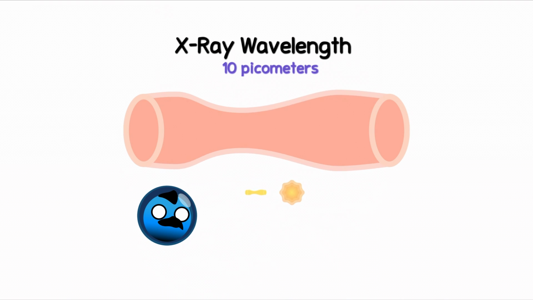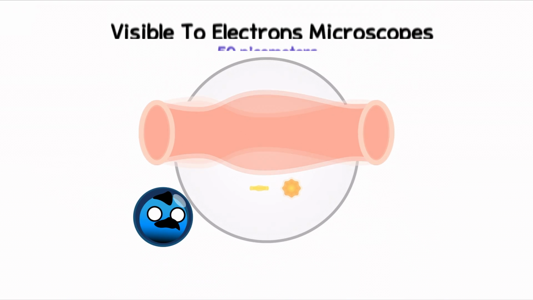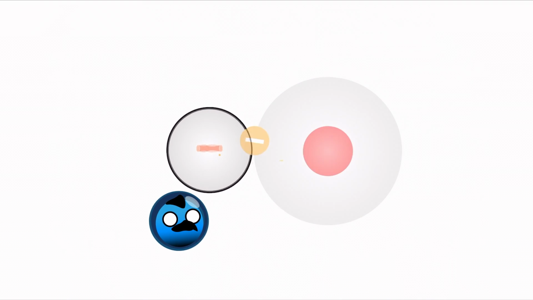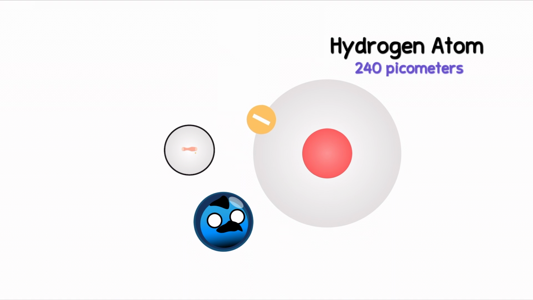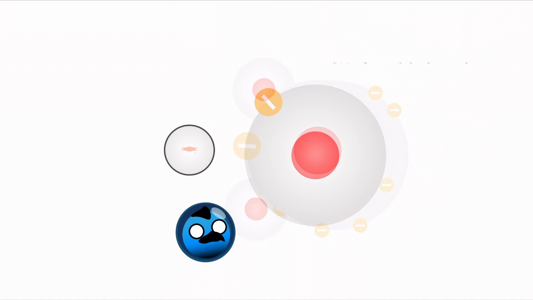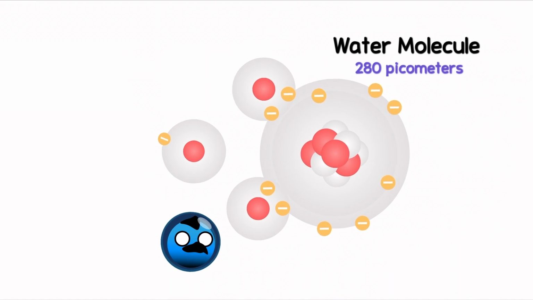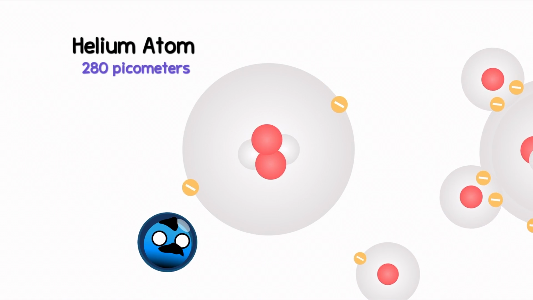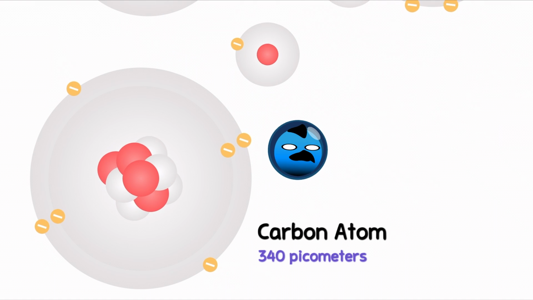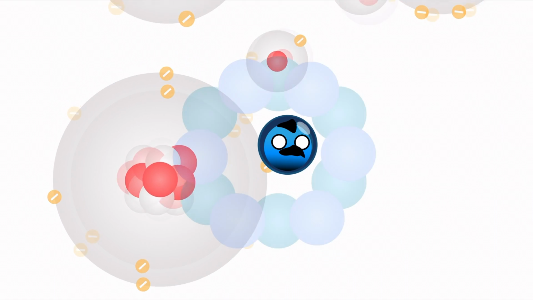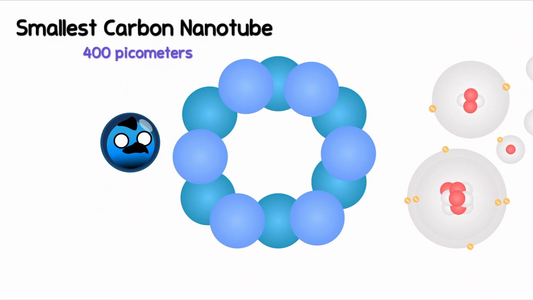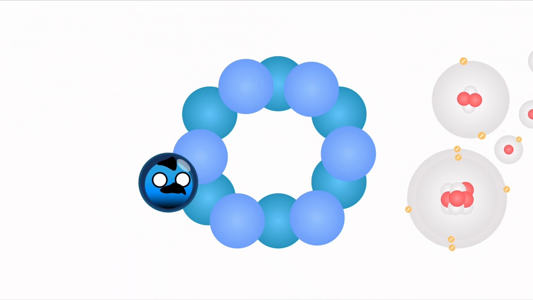X-ray wavelength, 10 picometers. Visible to electron microscopes, 50 picometers. Hydrogen atom, 240 picometers. Water molecule, 280 picometers. Helium atom, 280 picometers. Carbon atom, 340 picometers. Smallest carbon nanotube, 400 picometers, a tiny strong tube made of carbon atoms.